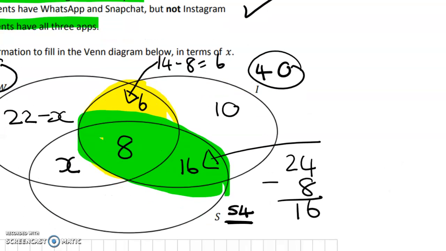Again, I have 54 in total. 8 plus 16 is 24. 54 take away 24 is 30. And I'd love to take away that x, but I can't. So I just have to say take away x. If I knew what it was, I'd take that off as well. So that's it. That's the first part, filling in the information.